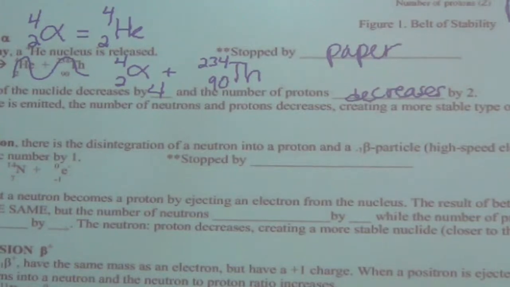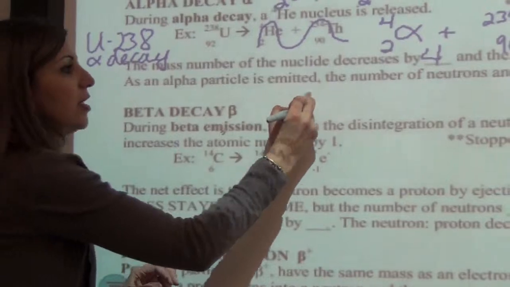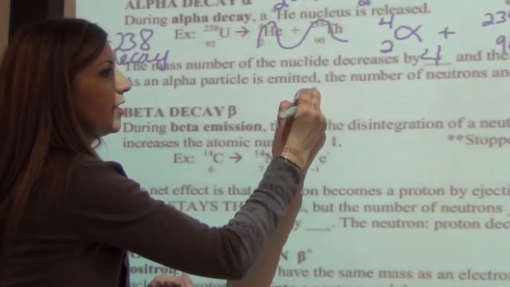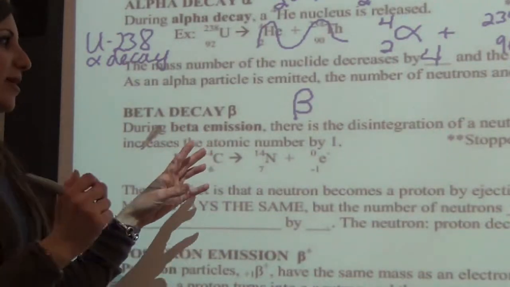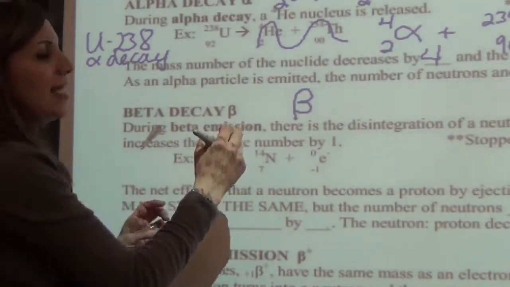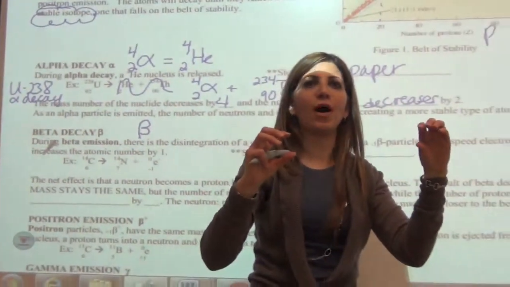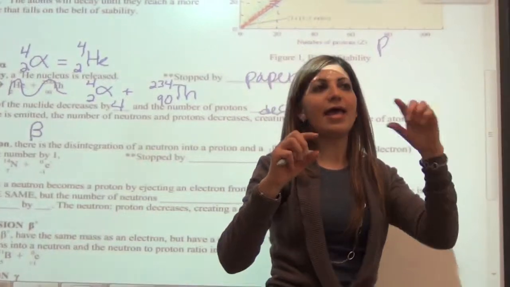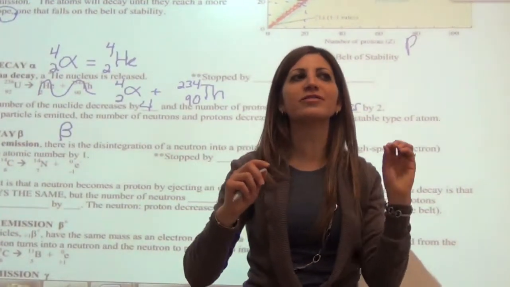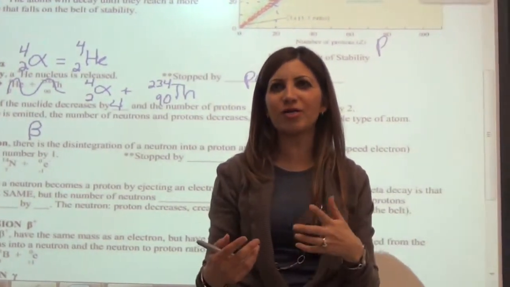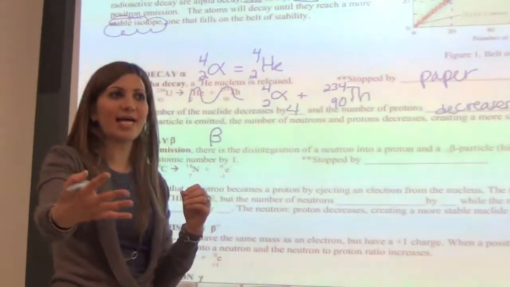Next one's beta. Beta we're going to draw again. It's like a letter B, but with a hook. So I kind of draw a long hook, and then I do my B. Okay, so this one's interesting. What happens with beta decay is a neutron turns into a proton in the nucleus. And when the neutron turns into the proton, it actually gives off what appears to be an electron. But are there electrons in the nucleus?